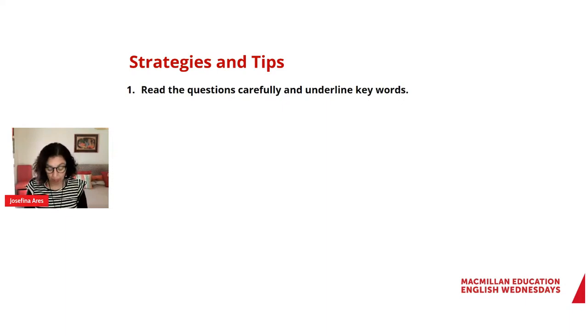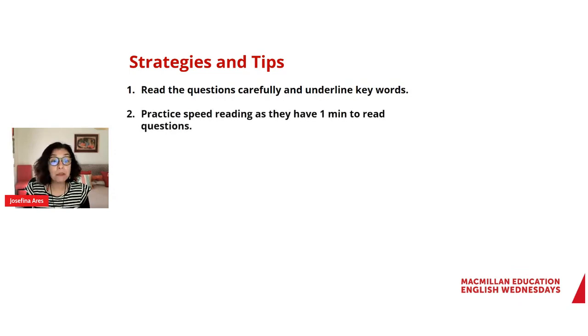Number 2, practice speed reading, as they have 1 minute to read the questions. So don't forget to give them practice on speed reading. Give them a time limit. I've said 1 minute, you could maybe give them half a minute, or go lower and lower doing that. Give them less and less time so that they get faster at reading, so they're forced to read as quickly as possible. Close your book, tell your partner what you know.